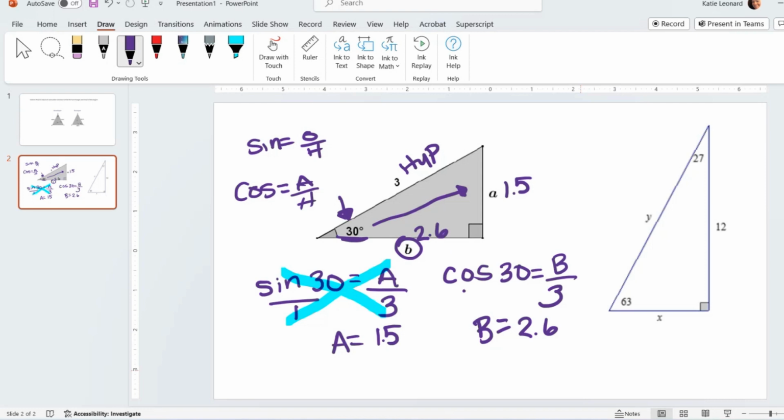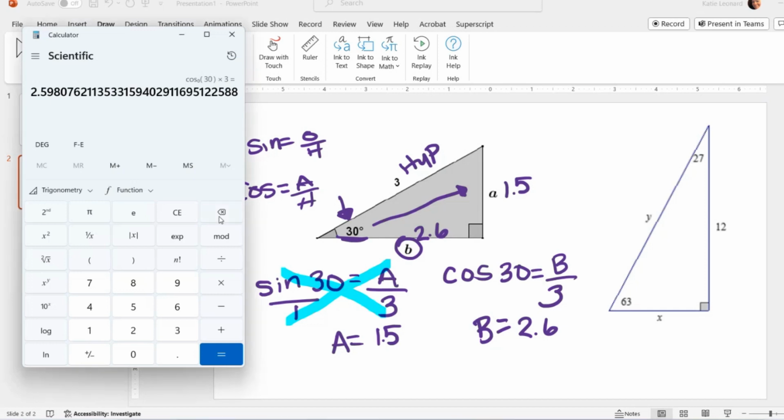And now I have found the sides of my triangle. We could prove it using the Pythagorean theorem now. And you could do 2.6 squared plus 1.5 squared. And it should be close to 9, our final answer, because 3 squared is 9. And you can see it is 9.01. That is very close. This is, in fact, going to work.